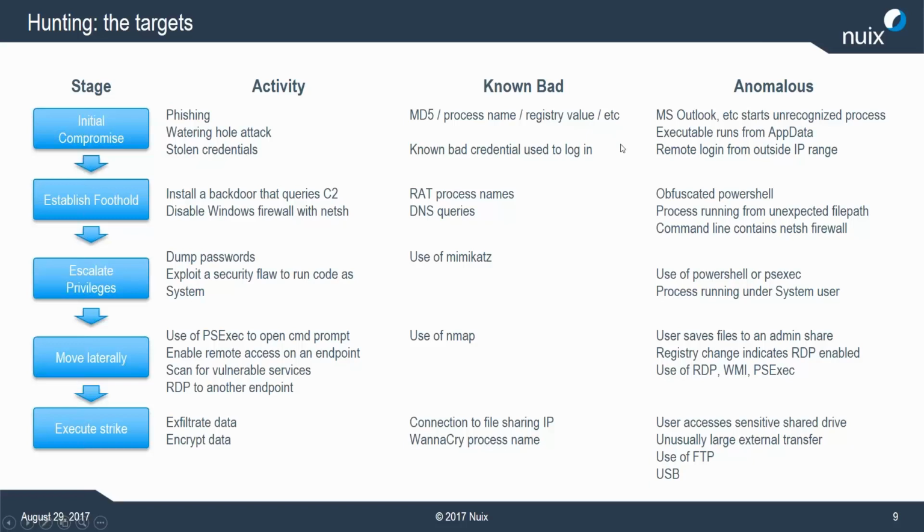On the anomalous side, in these cases, I don't really know exactly what I'm looking for. It's a bit fuzzier. So I might start, for example, in the phishing category with looking for an unrecognized process that starts up under my enterprise email, since I know generally that in a phishing attack, that's what's going to happen. Then I'm going to start to look for this kind of unrecognized process activity. If it's watering hole, I might look for an executable running out of my app data directory, which is going to require me to sort out a good bit of white noise.